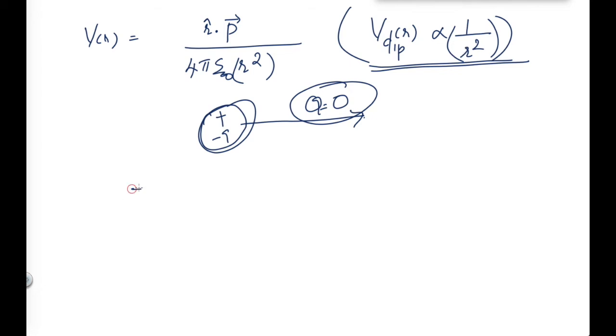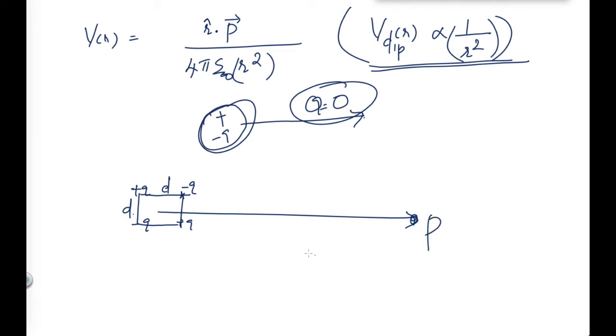Again consider the case where I have a dipole plus q, minus q, separated by distance d. Now I put another dipole which is also separated by distance d, with minus q, plus q. And if I look at a point P, which is again at a very large distance from the distribution, here you can see that the net Q, plus Q minus Q plus Q minus Q, is going to be 0.